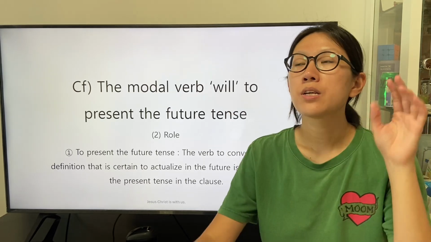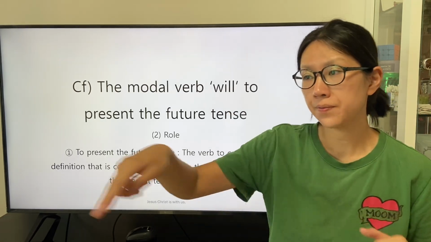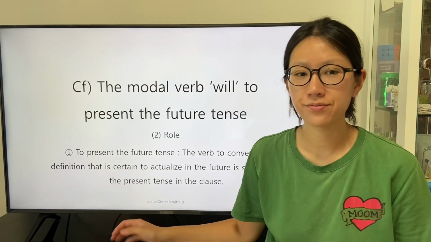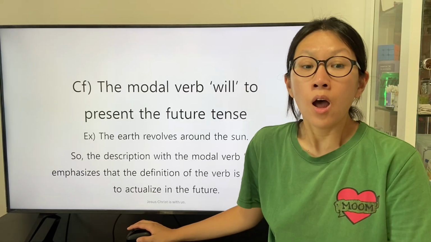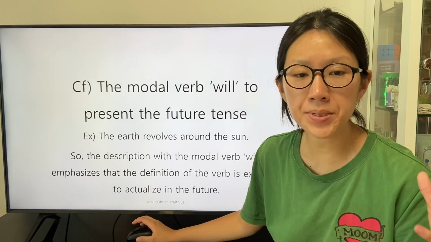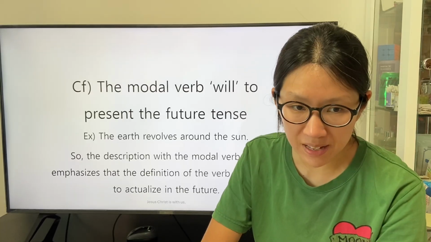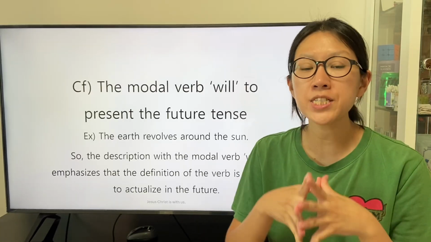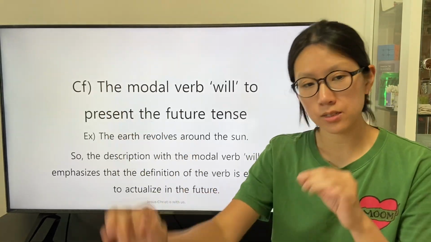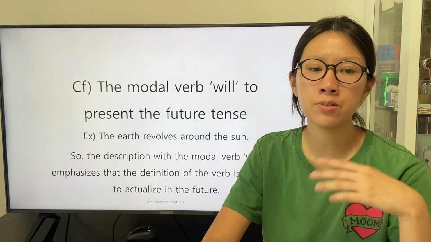Like the clause, the earth revolves around the sun. So the description with the modal verb will emphasizes that the definition of the verb is expected to actualize in the future.